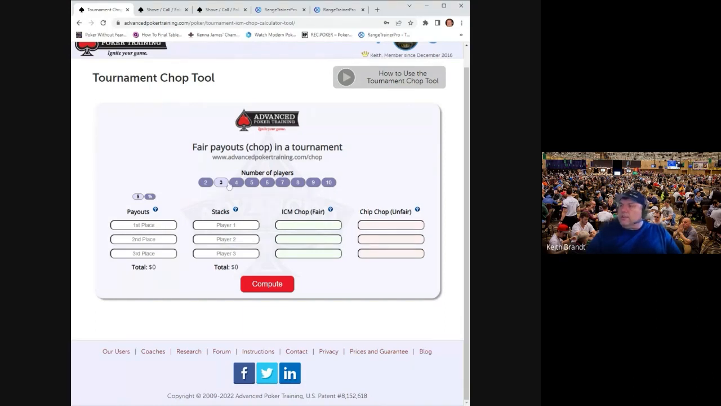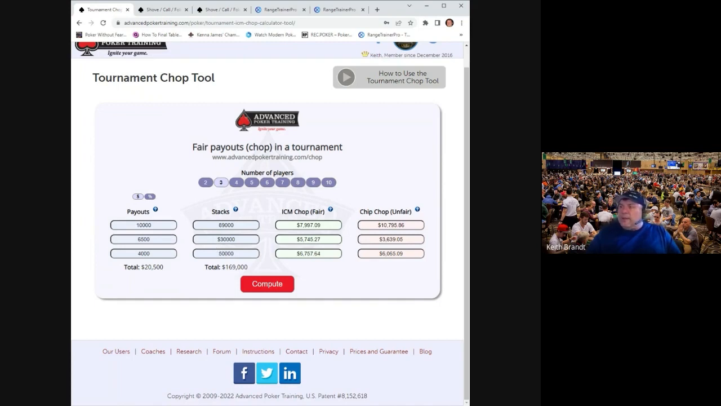And so let's say we're down to 3 players. Let's say first place is 10 grand, second place is 6,500, and third place is 4,000. And let's say the stacks are this, this, and that. So you just fill in these blanks, hit compute, and it shows you the ICM chop for your situation. And it's that quick. So you could even have these filled out in advance so that when you're ready to negotiate, you have this ready.